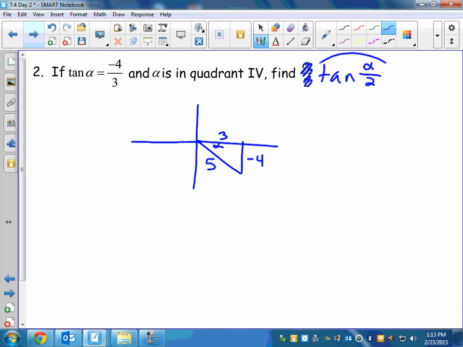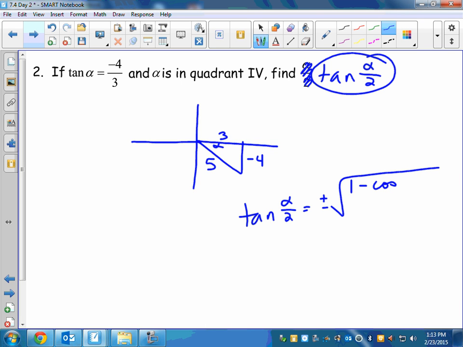So find tangent of alpha over 2. That's saying, do I know the value of it? So tangent of alpha over 2 is going to equal plus or minus the square root of 1 minus cosine of alpha over 1 plus cosine of alpha.